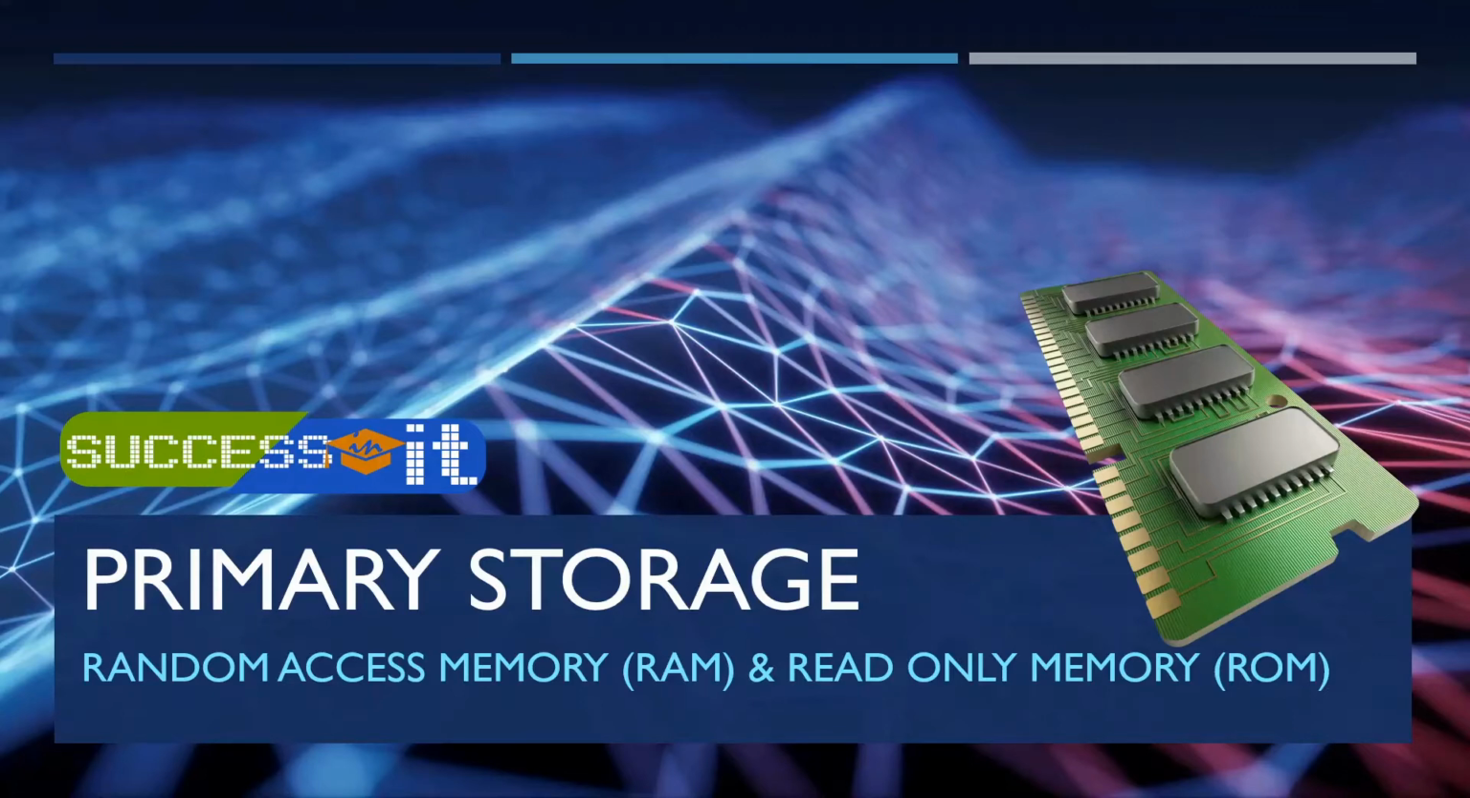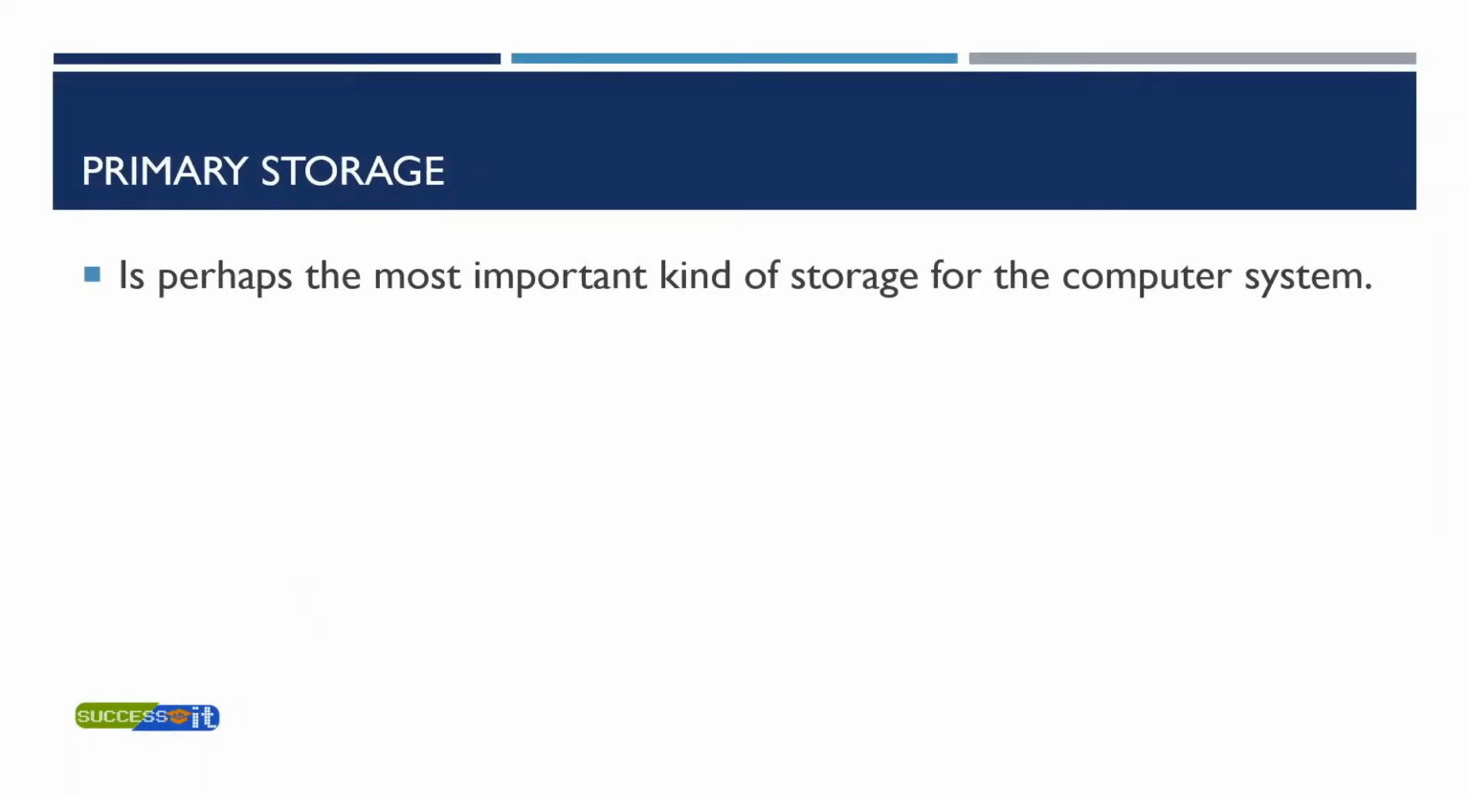We will now briefly examine primary storage. Primary storage is perhaps the most important kind of storage in the computer system. Mostly, they store data temporarily or semi-permanently.